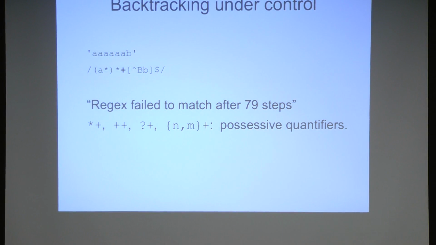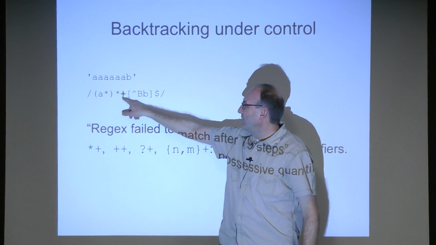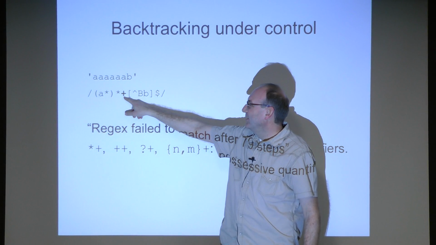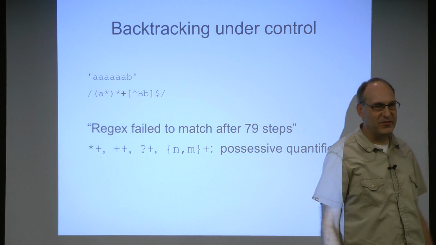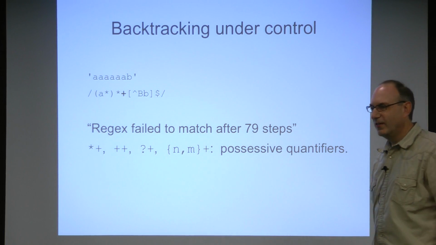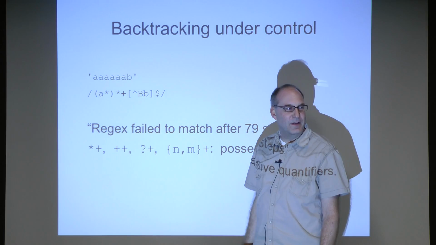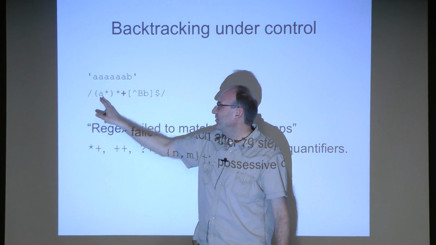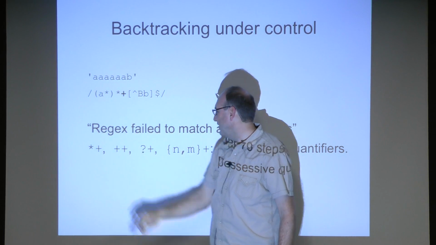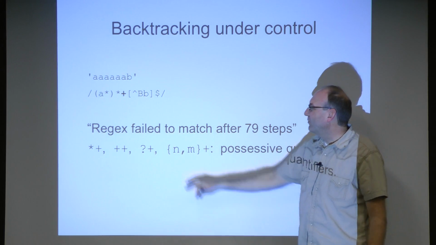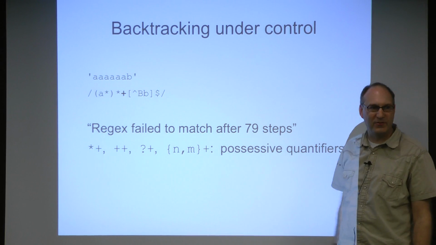So the regex failed in 213 steps. Now to get it under control, we're going to change one thing here. We're going to add a plus after the quantifier. This makes the quantifier possessive, which means that this particular quantifier will not backtrack. This one still can backtrack a few times. It'll consume everything and then it'll back off 12 steps or however many steps. But this one cannot. And so now our regex will fail after 79 steps instead of 213.